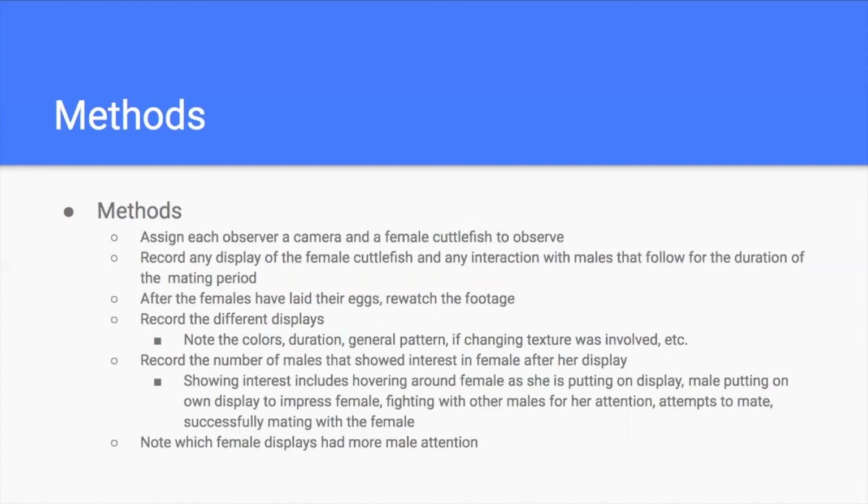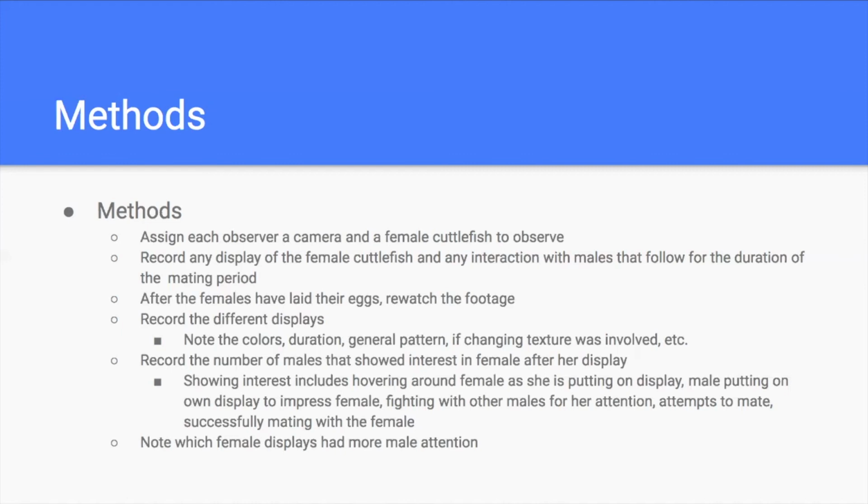And so how I would do this would be I would assign each observer a camera and a female cuttlefish to observe, and I would have them record any display of the female cuttlefish, so any type of coloration change or pattern change, and any interaction with males that follow that display for the duration of the mating period. And I would consider the mating period over once the females have laid their eggs. And after that, we could then go back and rewatch the footage.